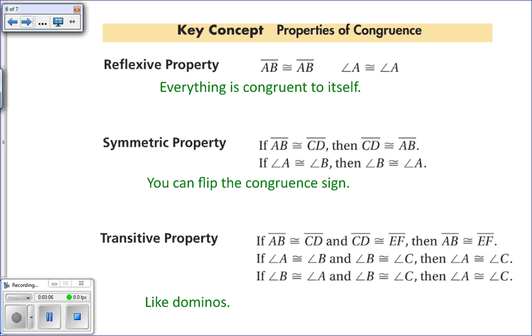All right, there are some similar ideas with congruence that are true also for equality. The reflexive property is also true about congruence, that everything is congruent to itself. We use that quite a bit. The symmetric property, that you can flip things around, that if segment AB is congruent to segment CD, then segment CD must also be congruent to segment AB. Okay, and the transitive property is also true for congruence.